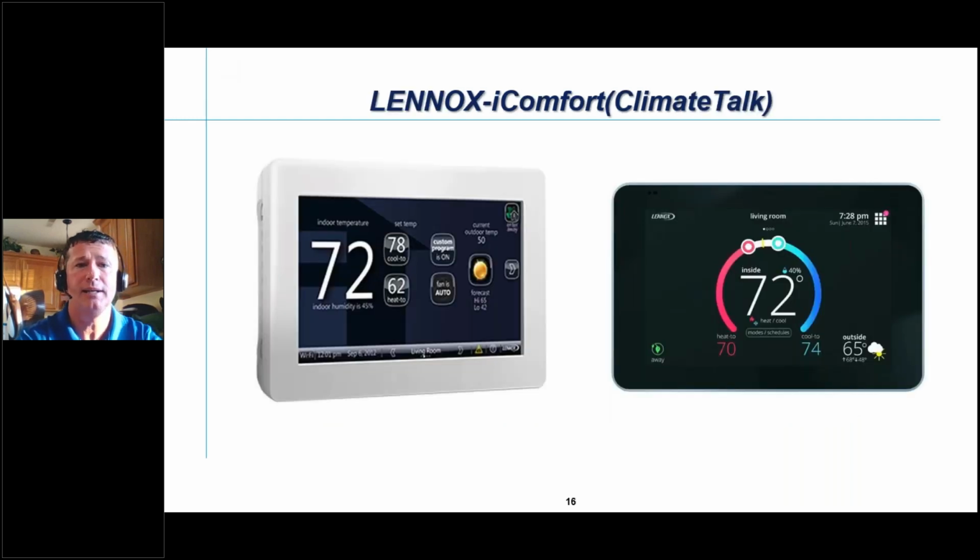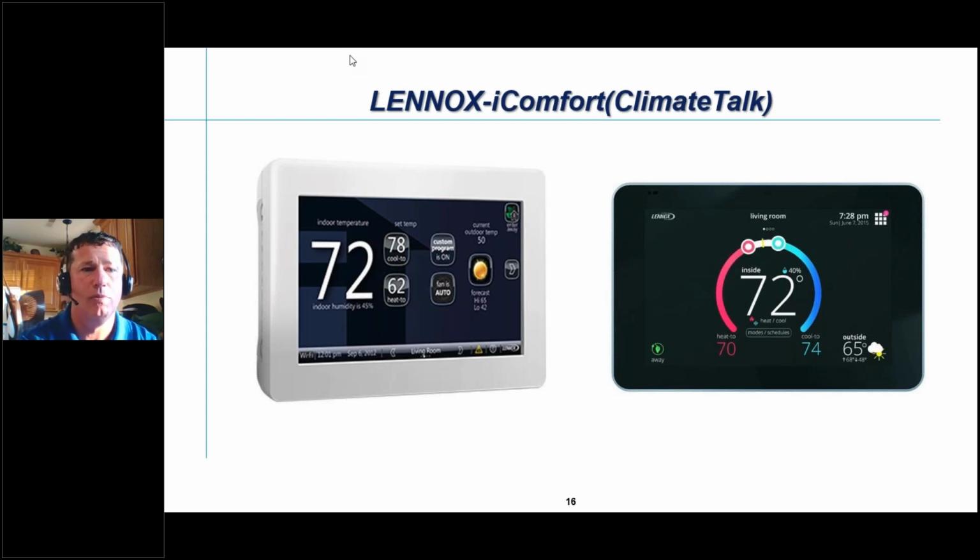If we look at the Climate Talk system, so the Lennox iComfort system, same thing. Exact same operating platform. It's just their own proprietary. So they've had a couple different changes in their thermostats over the last decade maybe, but they're all using the same technology that Carrier was using, the same technology that Daikin was using. They're using a variable DC voltage coming out of this thermostat to control the modulation of the furnace and the modulation of the outdoor unit.